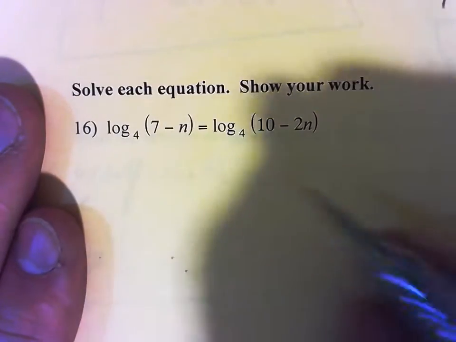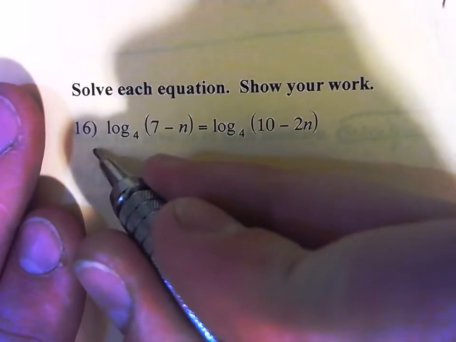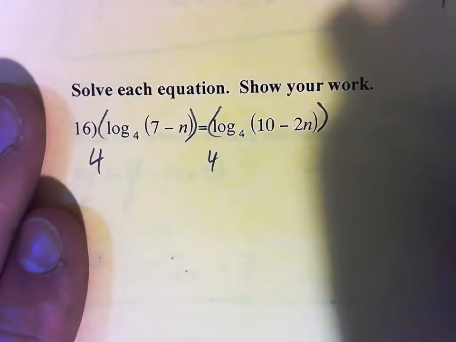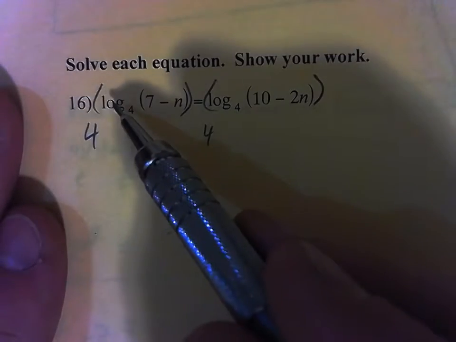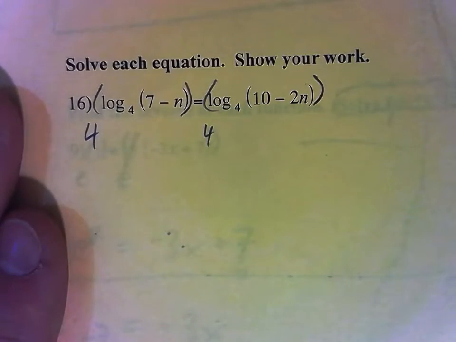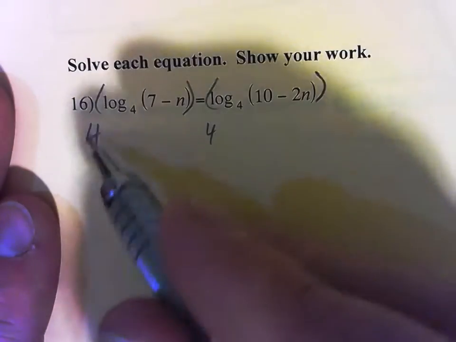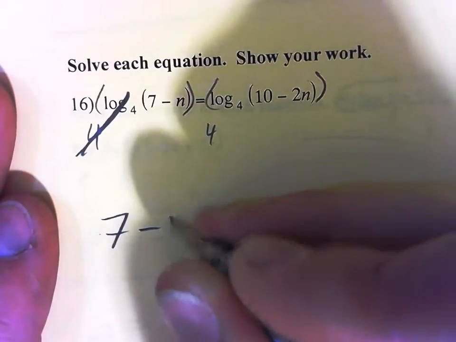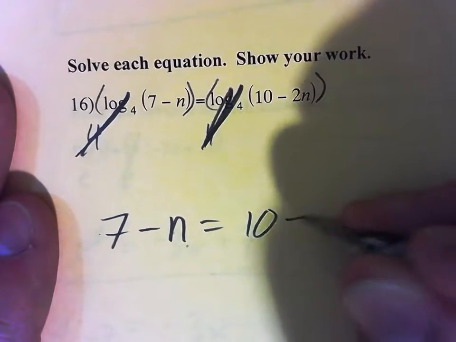But if you do know how logs work, you say the inverse of a log of something, base 4, would be 4 to the power of it. So 4 to the log base 4, it's kind of like square root of x squared, or times 4 divided by 4. Something like that. It's the inverse operation. So we're just going to end up being left with 7 minus n equals 10 minus 2n.